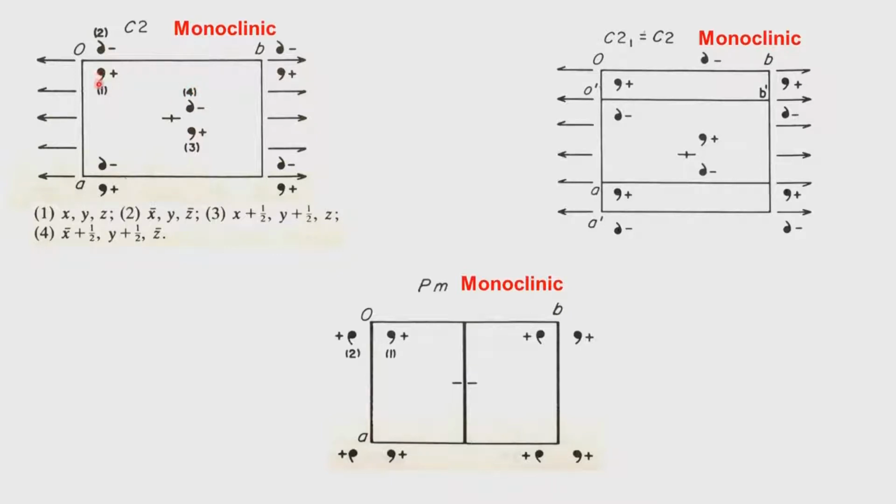Now, what is the relationship between object 1 and object 4? Object 1 and object 4 will have to now go in a very interesting way. I want you to find out what is the relationship between 1 and 4 and satisfy for yourself that a combined centering operation along with the two-fold operation will generate these 4 equivalent points.